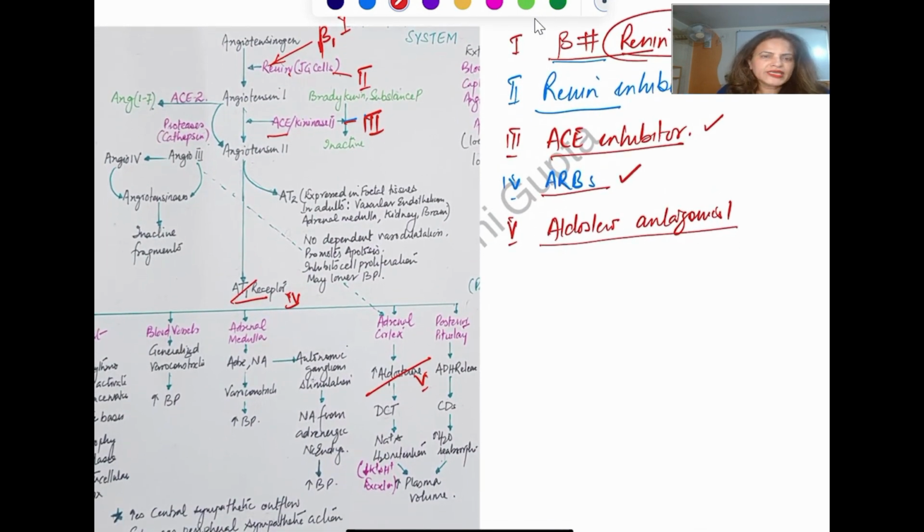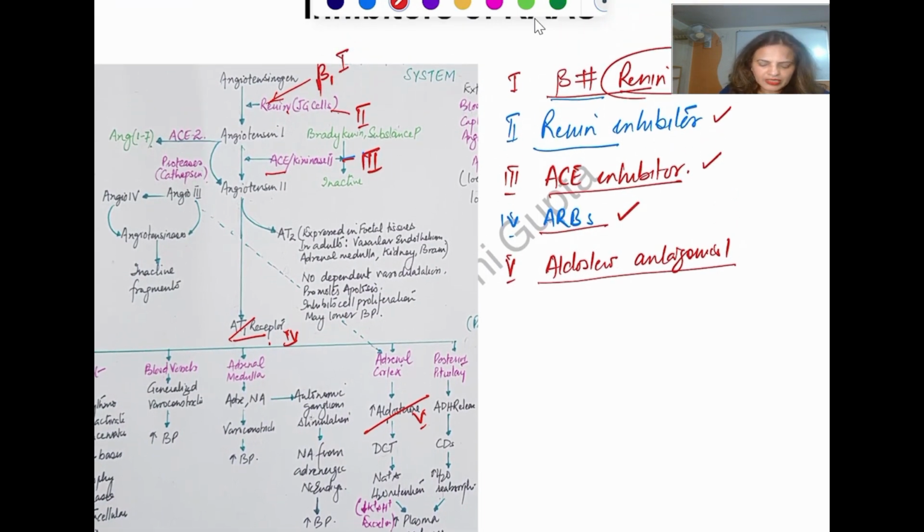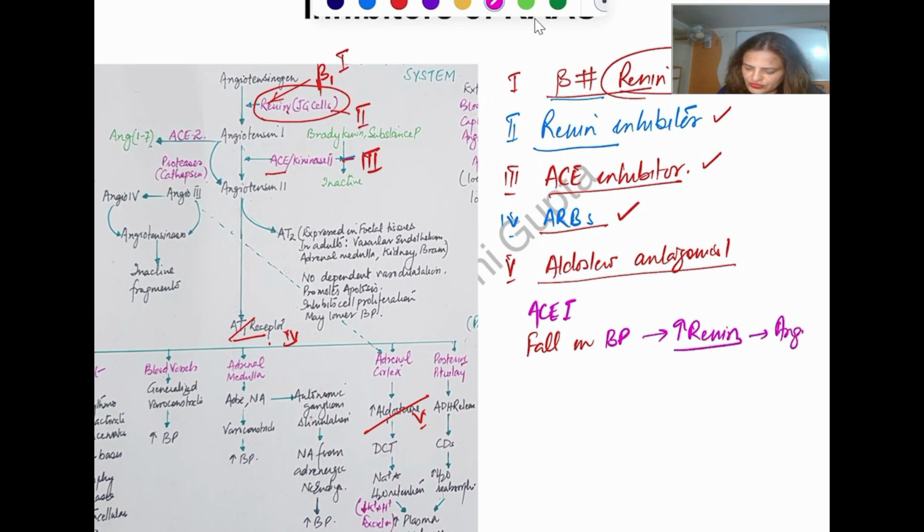But if you give this ACE inhibitor, now there is no vasoconstriction. Then what will happen? The feedback. What is the feedback? It is going to increase the renin because there is now a fall in blood pressure. With ACE inhibitor, there is a fall in blood pressure, and this fall in blood pressure is going to cause increased renin release. Once this is increased, there is more angiotensin 1. Now, angiotensin 1 is not converted into angiotensin 2, but the angiotensin 1 is there.